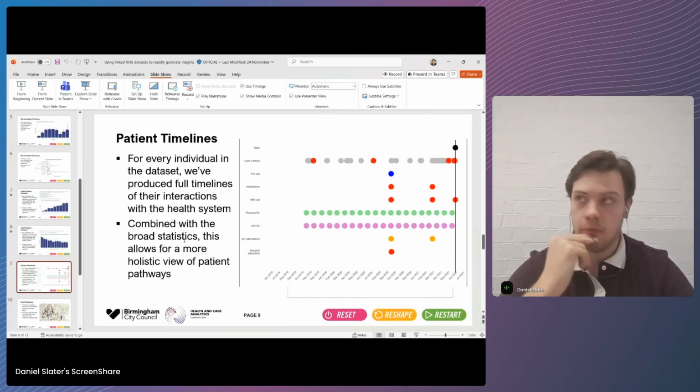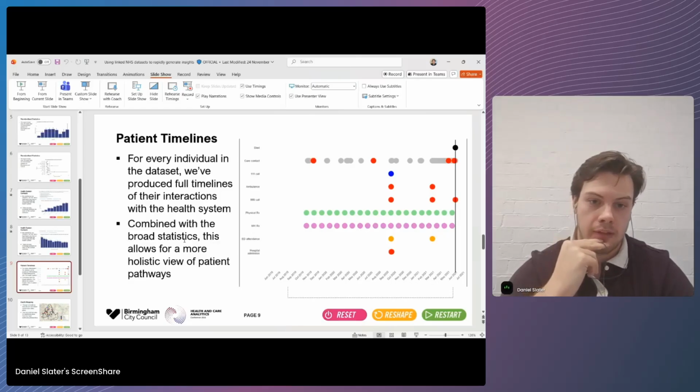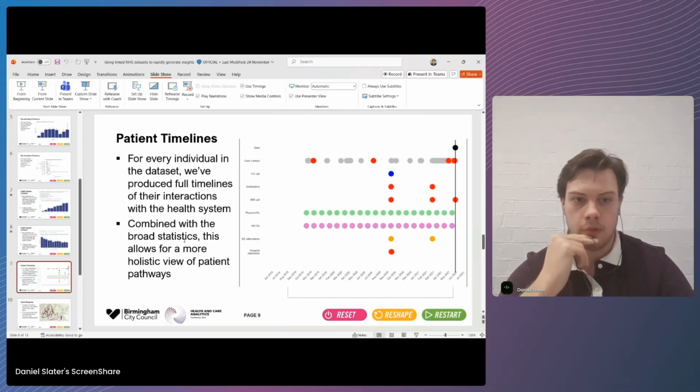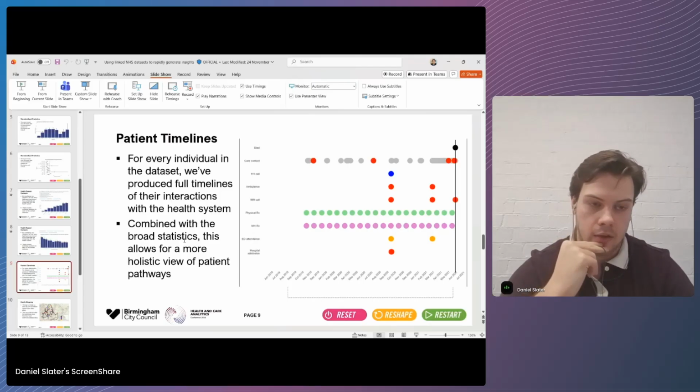So here's an example on the screen now. For example, the green points and the pink points are physical health prescriptions and mental health prescriptions. We can see in this scenario they had reoccurring prescriptions. At the top, we can see their care contacts. The red points are where they've missed care contacts. So we can see they've missed a few contacts before death.